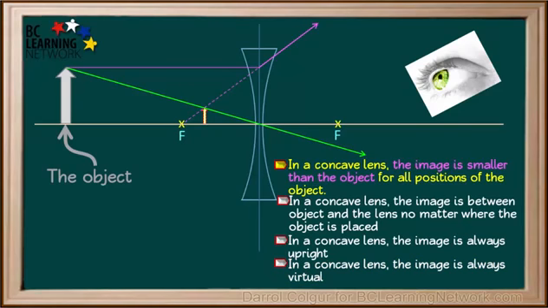To review these points again quickly, in a concave lens, the image is always smaller than the object. The image is between the object and the lens. The image is always upright and always virtual.